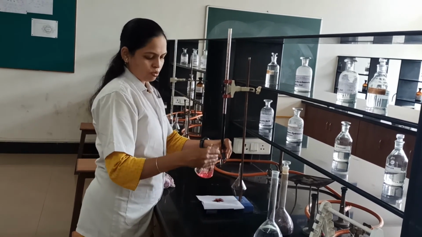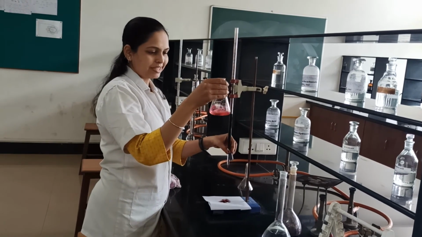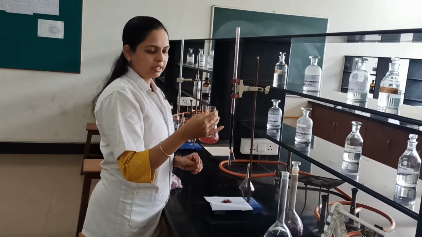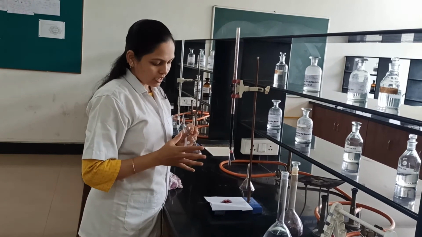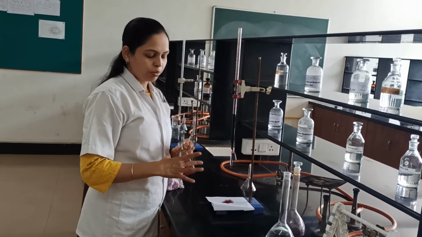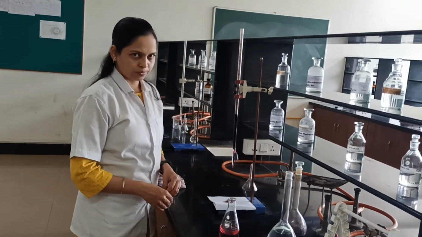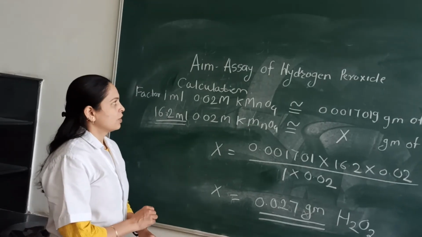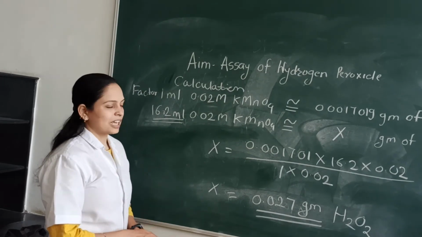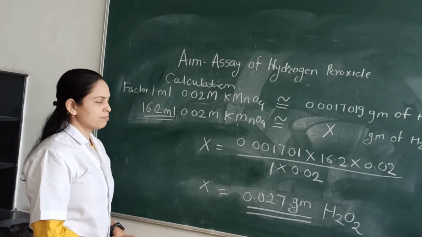Students, now you can observe the color change, that is the end point of titration. The color has changed from colorless to pink. Now we will proceed for the assay calculation. Students, now we will proceed for the calculation part for the assay of hydrogen peroxide.